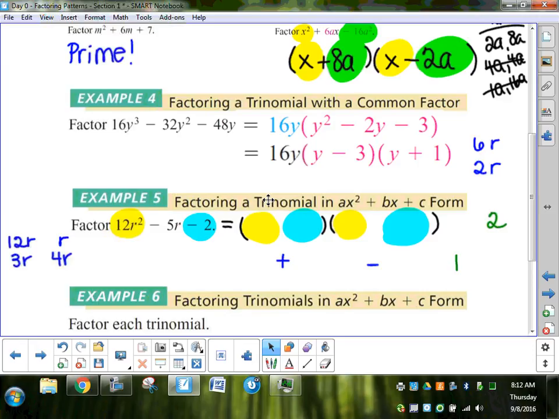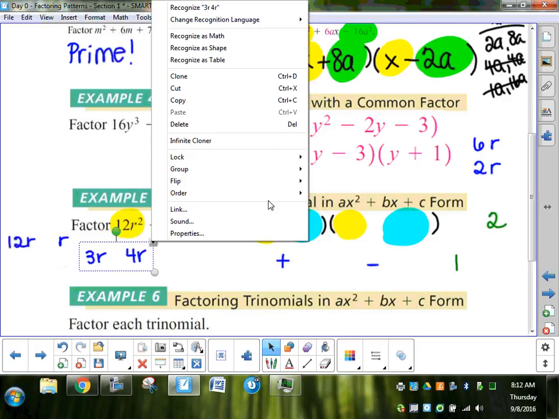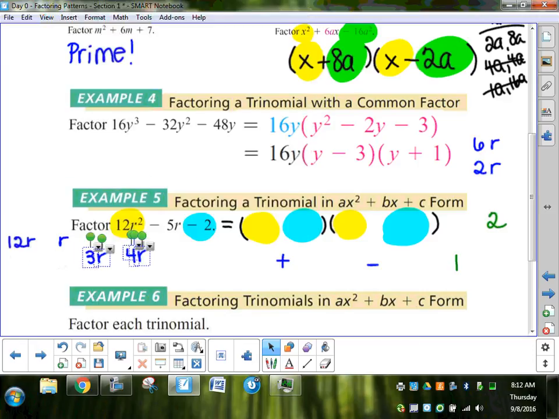In the back, what do you want to start this off with? 3R minus 2. All right, so we're going to put a 3R here. That means you're going to put a 4R over here. And I'm sorry, if I heard you right, did you say minus 2? Okay, so we've got a minus and then a 2. That means over here I need to have a plus and a 1.